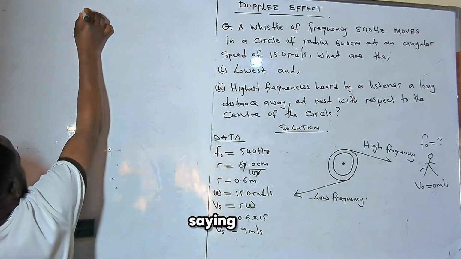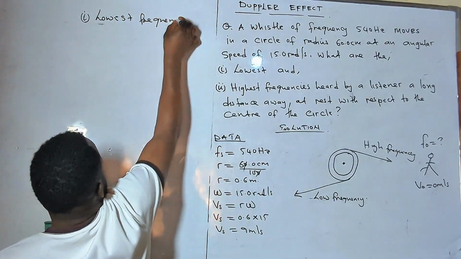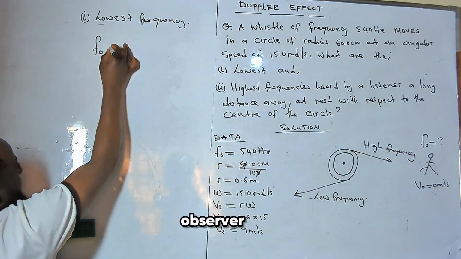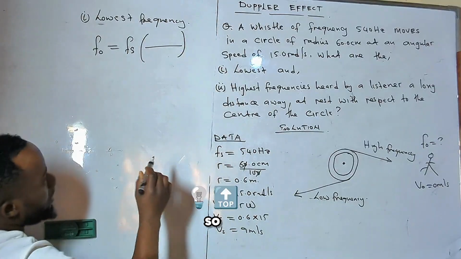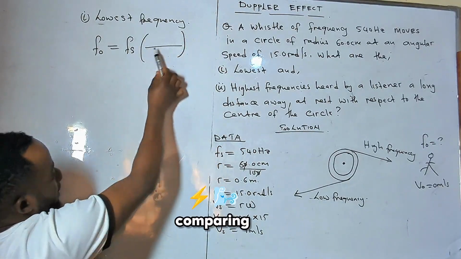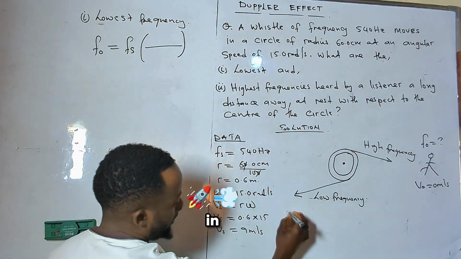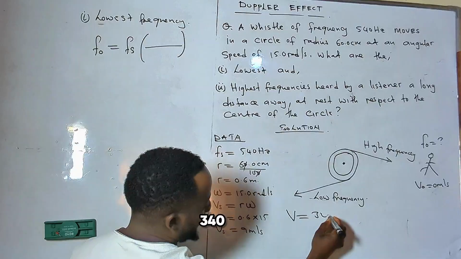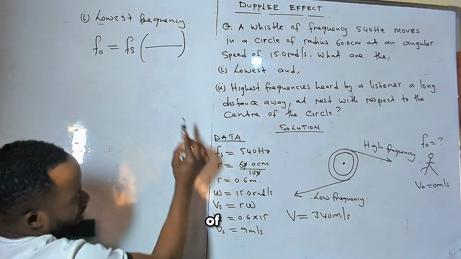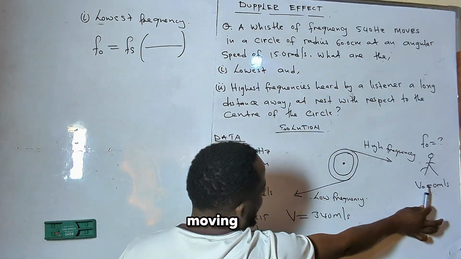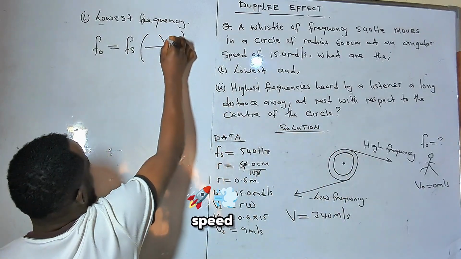So in here we're saying the lowest frequency. The frequency of the observer is equal to the frequency of the source, then we try to analyze this. One thing we need to know is that always here on top we are comparing the speed of sound in air and the speed at which the observer is moving. Now in here the speed of sound in air is just 340 meters per second. This observer is at rest, so he is not moving, so we're just talking of the speed of sound in air.